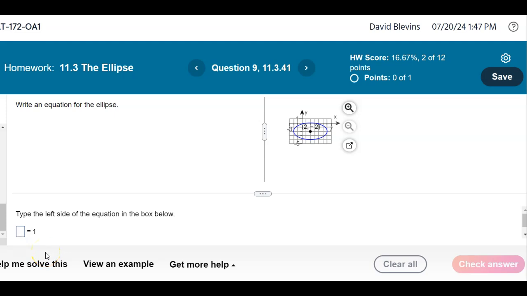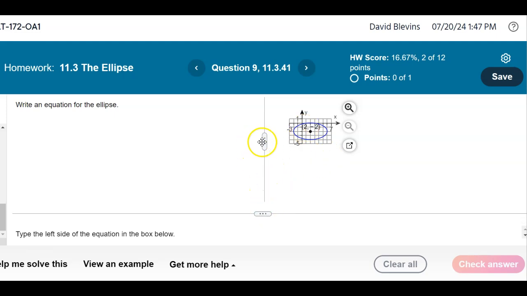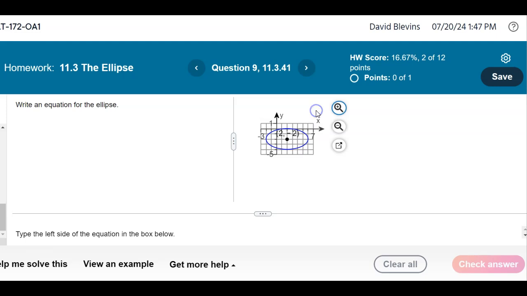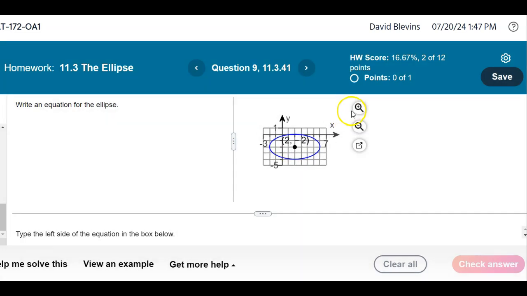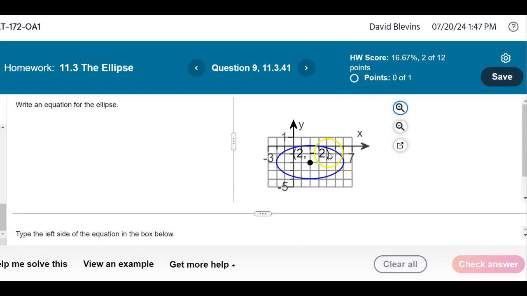Hey Trick Class, let's look at this example from 11.3. We're trying to come up with the equation of an ellipse just from its graph. So I'm going to drag this down and this wider just to be able to zoom in on this to get some key points from it, because you want to be able to see where the major axis ends and where the minor axis ends, all that stuff.